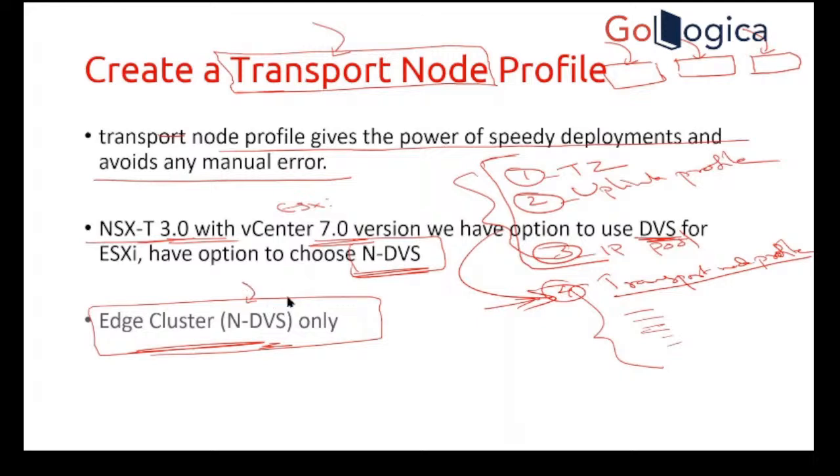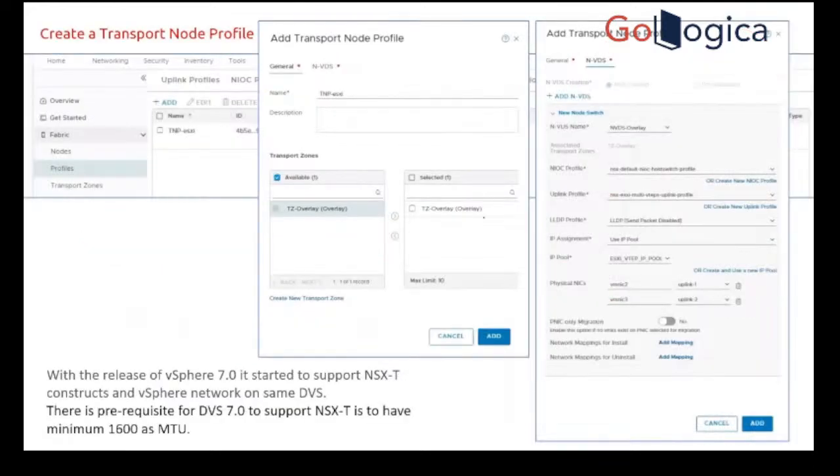Coming to the transport node profile creation, we are again going to the System tab. Here on the System tab there is Fabric, then Profiles. Then you will have a transport node profile here. This is the first tab, second tab, third tab. That's the transport node profile. When you click on Add, we get this window. Here we are giving a name for the transport node profile. I'm saying TNP-ESXi. Any name you can give, your name also you can give, not an issue.